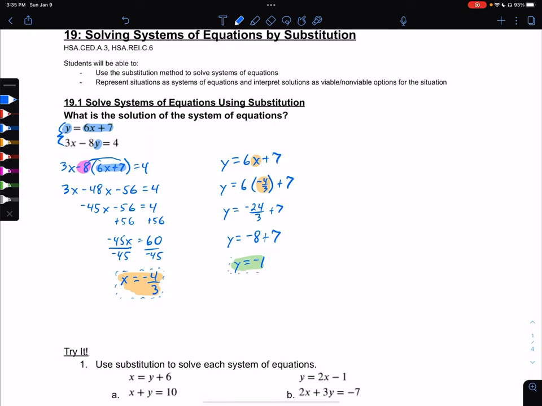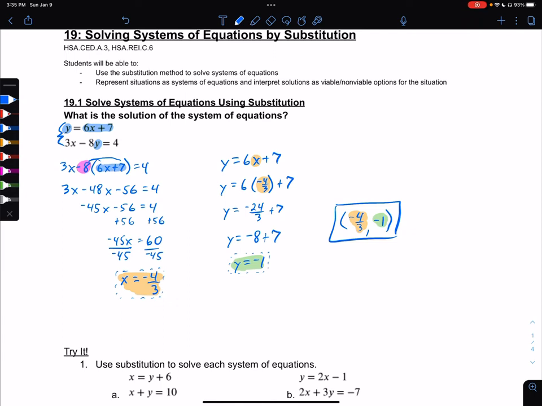So my solution are my x and my y values. And remember when we talked about solving by graphing, our solution was a coordinate point. So we're going to write these as a coordinate point of negative 4/3, negative 1. And that would be my solution. So the whole process, it's pretty straightforward, right? It's called substitution because you are substituting.